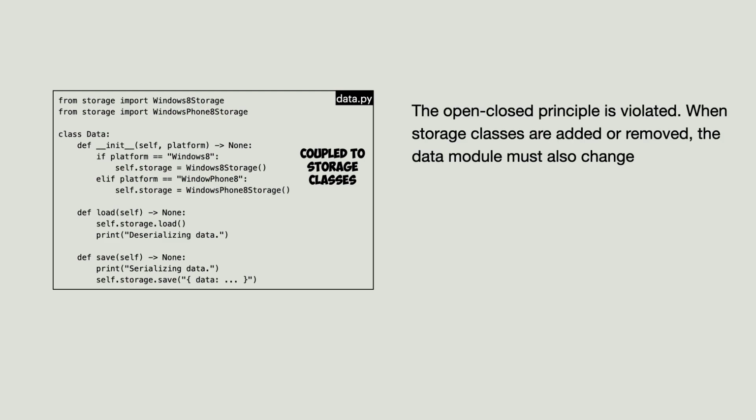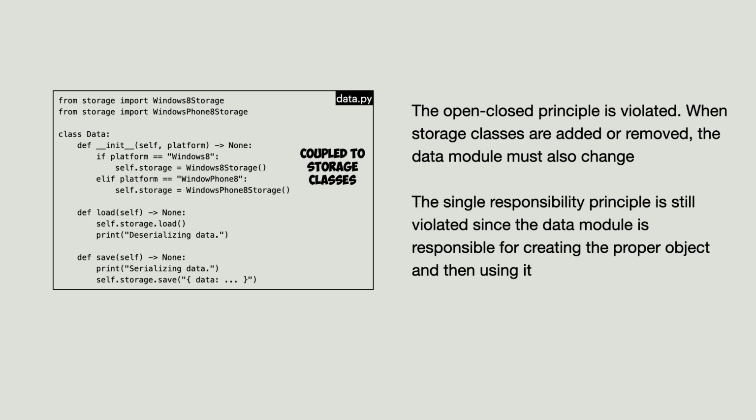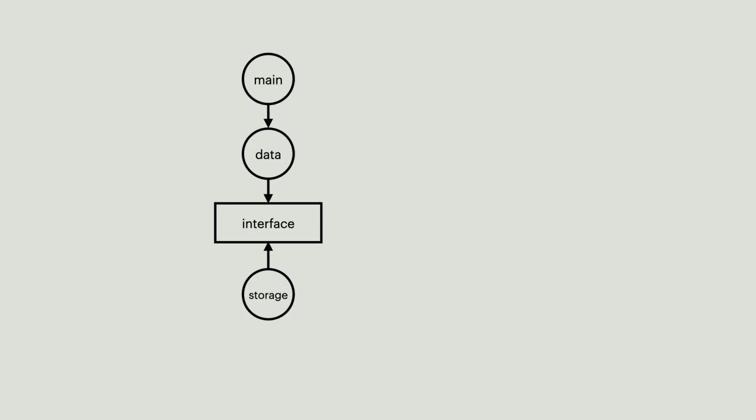This code still has two major problems. The open-close principle is violated. When storage classes are added or removed, the data module must also change. The single responsibility principle is still violated since the data module is responsible for creating the proper object and then using it. I'm going to fix the problem by inserting an interface between the data and storage module.